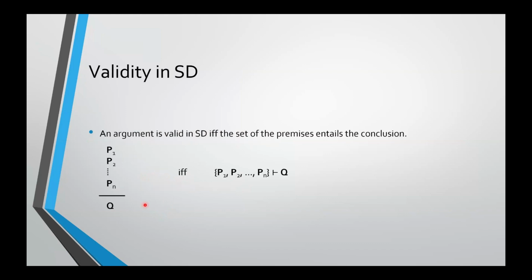Now, the notion of validity in SD is just a very simple extension of entailment. An argument is valid in SD if and only if the set of the premises entails the conclusion. So here would be the premises of the argument, this would be the conclusion. The way that you would demonstrate this is you take the premises, those become the primary assumptions of the derivation, and then you derive the conclusion. That's how you would show that the argument is valid.